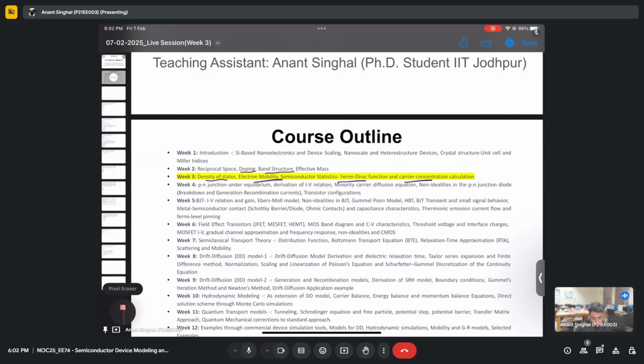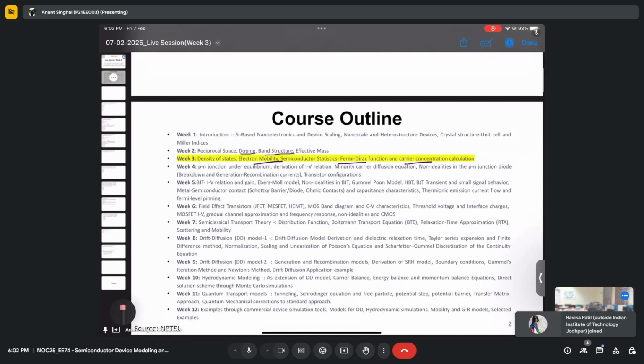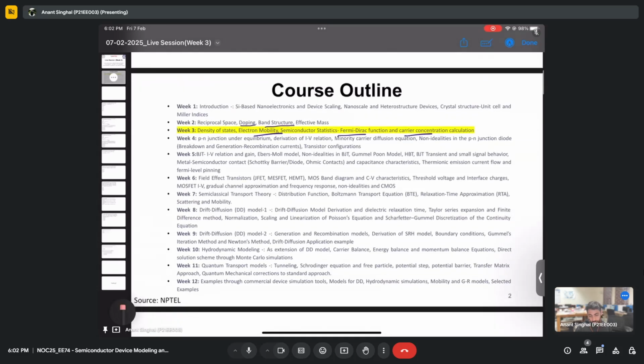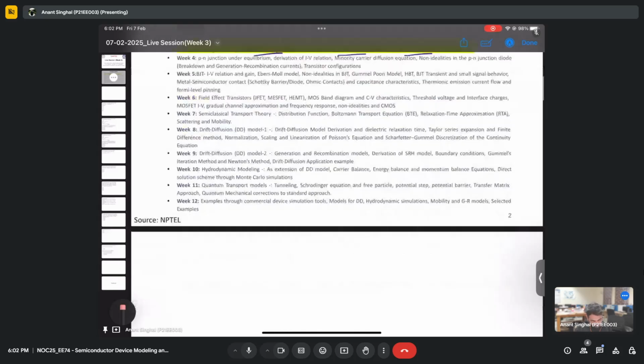In the upcoming weeks we have several devices: the PN junction, the BJT, and then field effect transistors such as MOSFET, HEMT, etc. If you have clarity on these topics, then weeks 4, 5, 6 will be pretty easy for you. Otherwise, the rest of the weeks' topics might seem very tough to understand. So I guess we can start now.